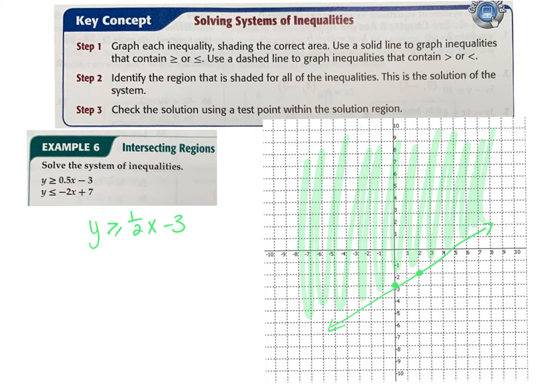All right? And then I'm going to graph my second one. I'm going to start at +7. My slope is -2, so down 2/1. And you can walk it if you need to, but it's going to look something like that.